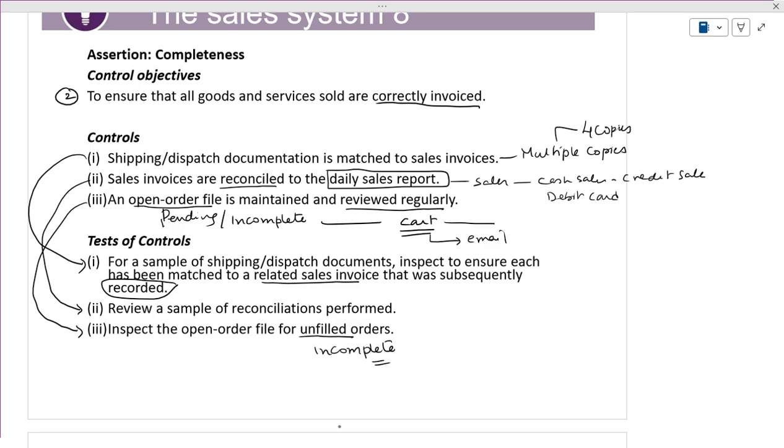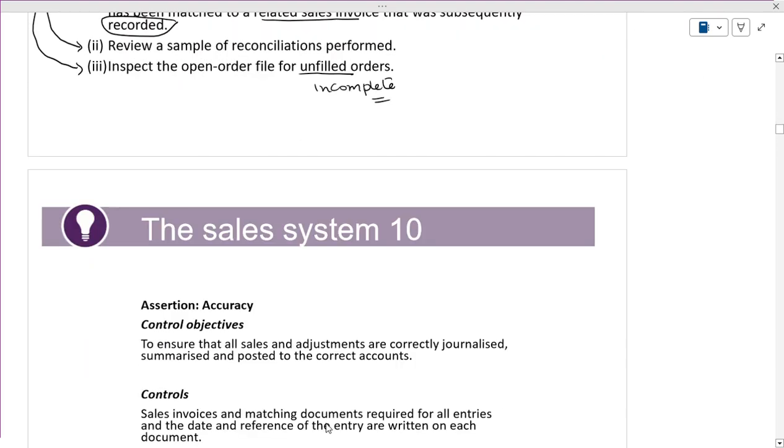Exam questions, if you understand this, exam questions will be a piece of cake. Trust me, this is very important. If you jump into exam questions without doing this, it's really a nightmare for us.